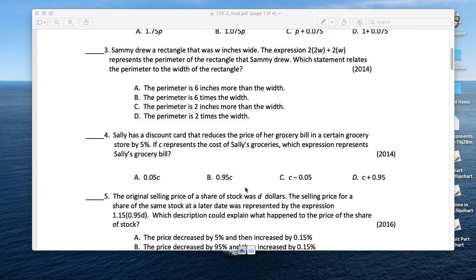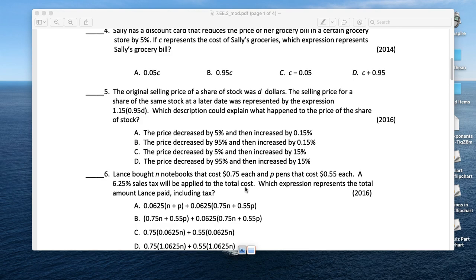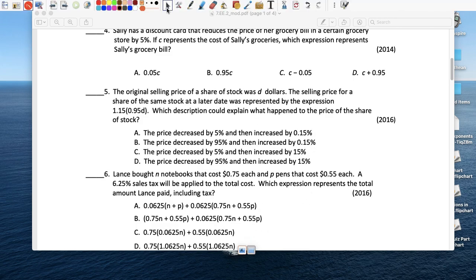Okay. 5. The original selling price of a share of a stock was $D, so something was priced at $D. The selling price for a share of the same stock at a later date was represented by this expression, 1.15 times 0.95D. Which description could help explain what happened to the price?